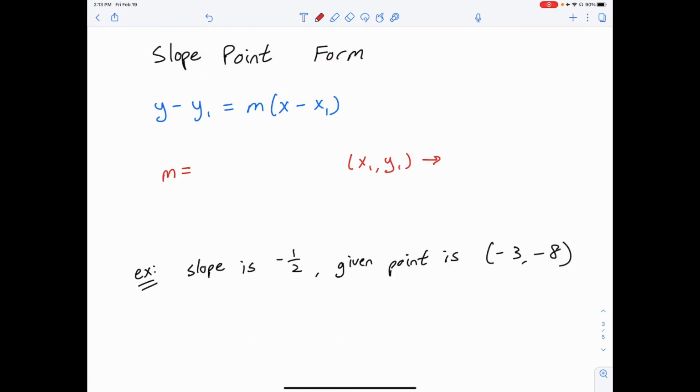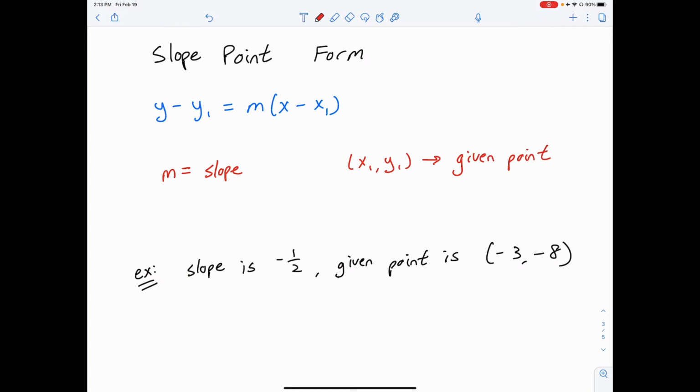We now talk about slope-point form, which is the next version of equations of linear lines. So first of all, it is given by y minus y sub 1 equals m bracket x minus x sub 1 close bracket. Again, m is given by the slope. The x sub 1, y sub 1 is actually the given point.